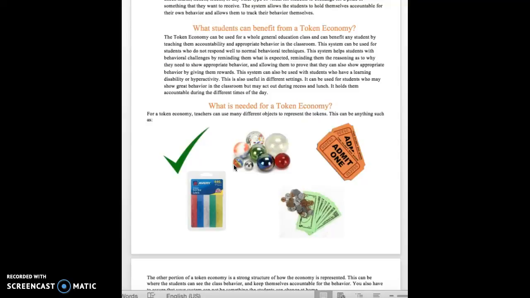So it could be like, you were just so great in helping a friend. Here's a ticket for being so awesome. And you just give them that ticket and it shows them that even though they might struggle with other things, that doesn't mean they need to struggle throughout the day.